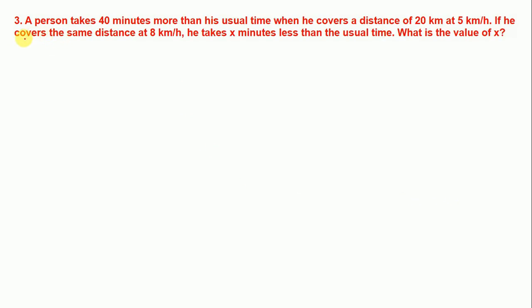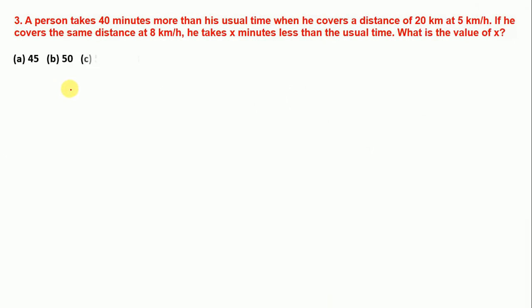Now question 3. A person takes 40 minutes more than his usual time when he covers a distance of 20 km at 5 km per hour. If he covers the same distance at 8 km per hour, he takes X minutes less than the usual time. What is the value of X? So these are your options.